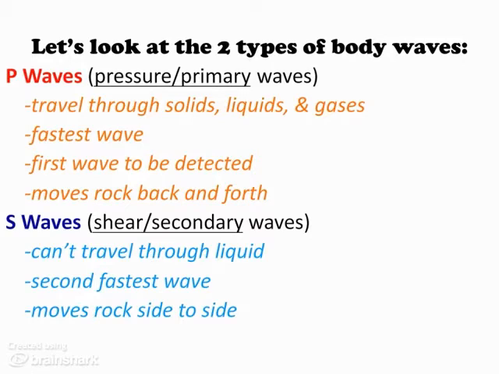There are two types of body waves. P waves, or pressure or primary waves, travel through all states of matter, solids, liquids, and gases, and they travel the fastest. They are the first ones to be detected by seismology machines, and these move the rocks back and forth. The second kind, S waves, which stands for shear or secondary, cannot travel through liquid. They are the second fastest, and they move rock from side to side.